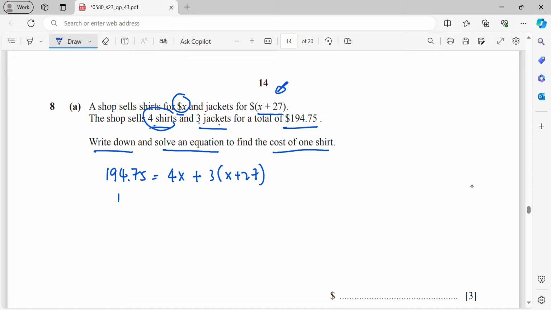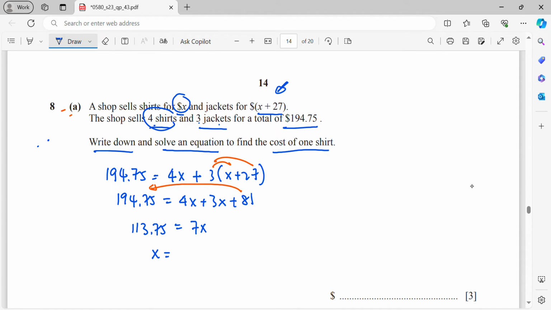So now from here, I will get 194.75 equals 4X plus 3 times X plus 27. Okay, when you do expansion, you just multiply this 3 to the whole bracket, I will get 3X. Then 3 times 27 is 81. So for the right hand side, you will get 7x, 4x plus 3x is 7x, and then this positive 81 will be moved to the other side because minus 81. So when you get the total of these two values, that is going to be 113.75. Now to get the x, because now you need to get cost of one shirt. Shirt is just x. Just solve for the x. X will be 113.75 divided by 7. That is going to be 16.25. So that is the cost of a shirt.